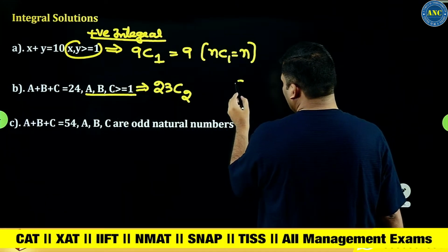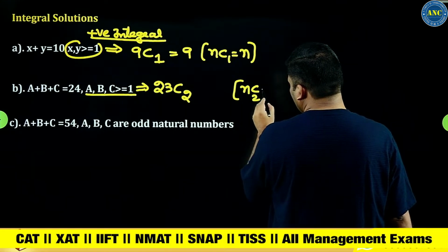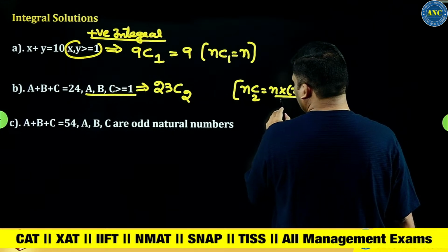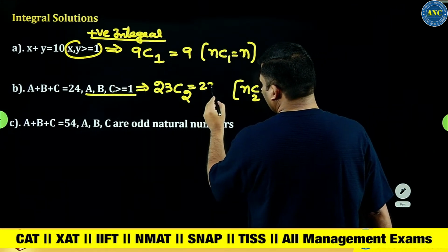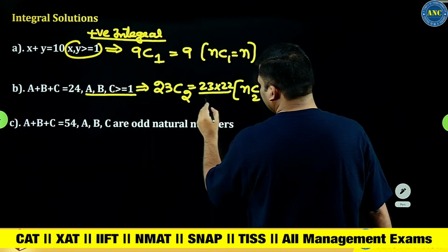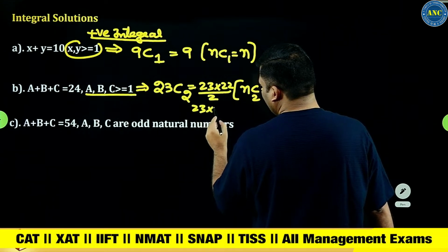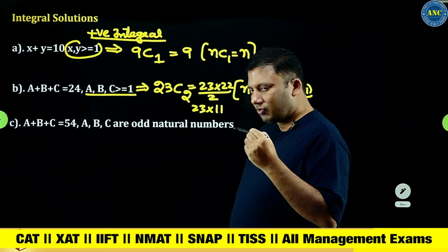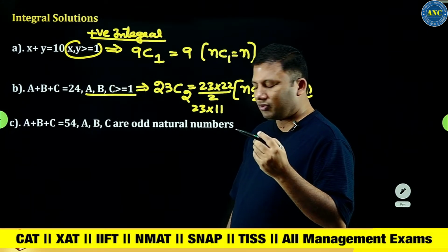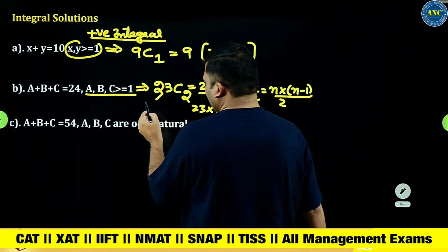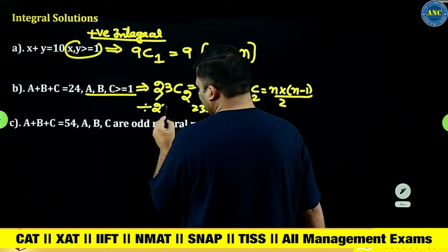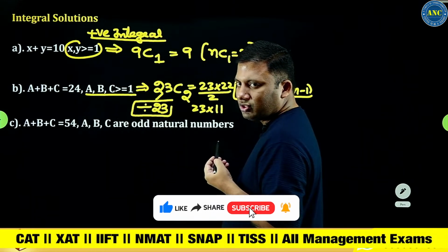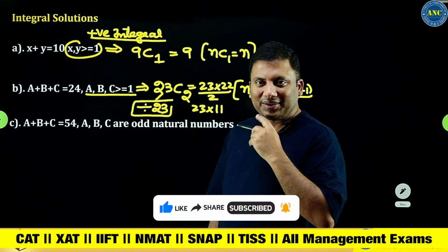If we want to know NC2, it is given by n into n minus 1 by 2. You can substitute 23 into 22 by 2. The answer is 23 into 11. 23 is a prime number, so the answer should be divisible by 23. Check which answer option is divisible by 23.